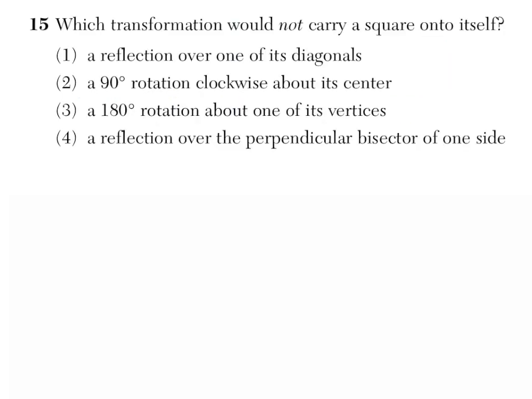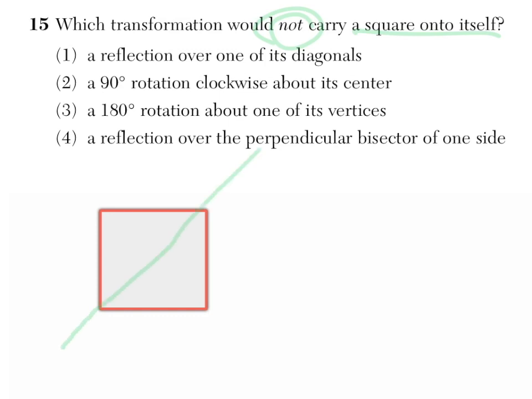Question 15. Which transformation would not carry a square onto itself? Let's start by creating a square, then we'll evaluate the 4 options. So here we have a square, and option 1 says a reflection over one of its diagonals. So let's draw a diagonal, more or less, and when we take a look at this green line, it would in fact map onto itself, right? So we can eliminate 1 as an option because it does carry onto itself. All right, so we know it's not option 1.